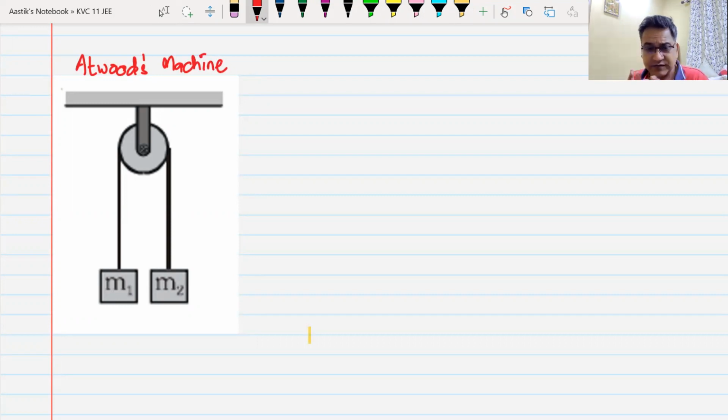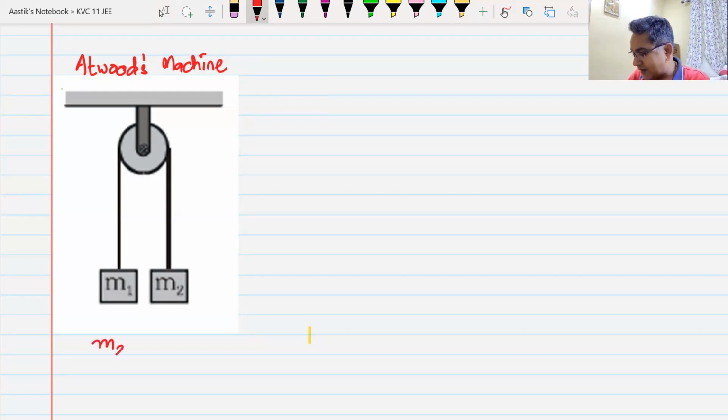Now, this Atwood's machine basically consists of two masses. Obviously, they are not of the same value, M1 and M2, and they move over a pulley which is ideal. That means it is frictionless. Now, what we are supposed to find out: if we hold these masses like this, nothing will happen. If you leave these masses, then what will happen? One will go down, another will go up. Yes or no?